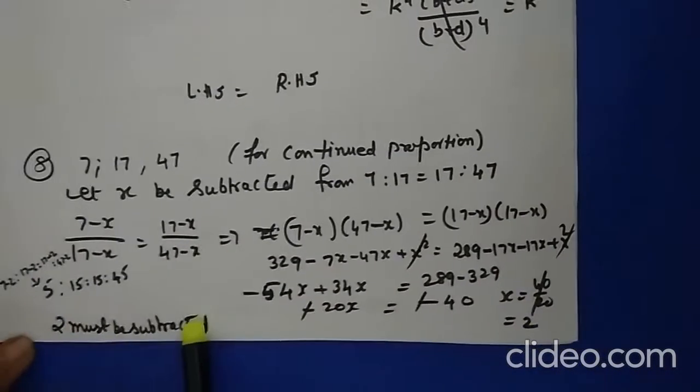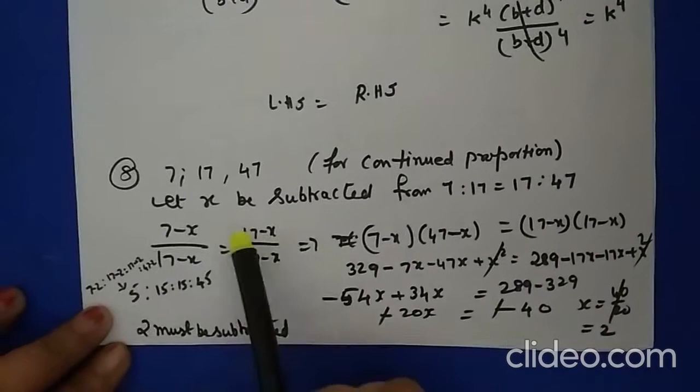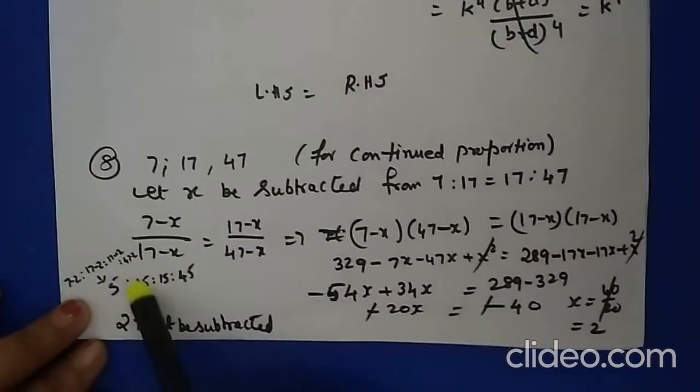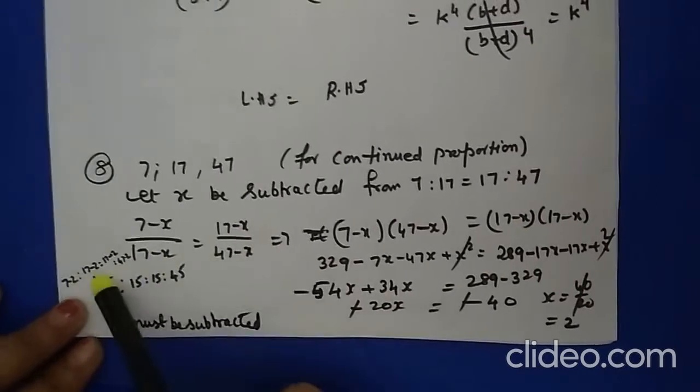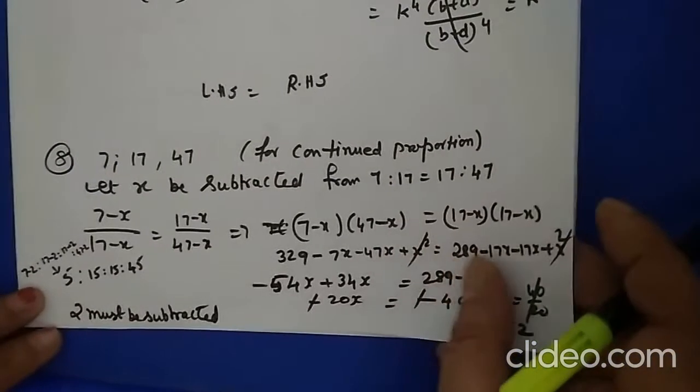2 must be subtracted. Now I am showing here 7 minus x is 5, 17 minus x is 15. Again 17 minus x is 15, 47 minus x is 45. 15 15s are 225, 45 into 5 are 225. They are in continuous proportion.